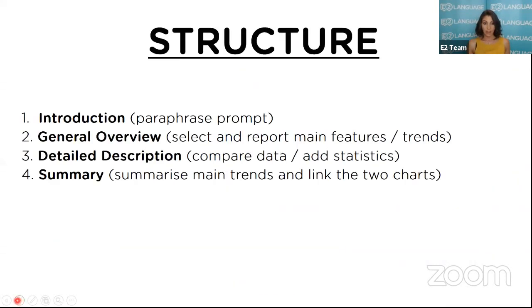So let's recap. Introduction: paraphrase the prompt. And if you have to, break it up. If it looks like it's too long or too much, break up the ideas and then paraphrase them individually. You then want to write your general overview, but before you do that, you have to ask yourself, what do I see? What is the data doing? Is it rising? Is it falling? Is it changing? And then select those features and write them.